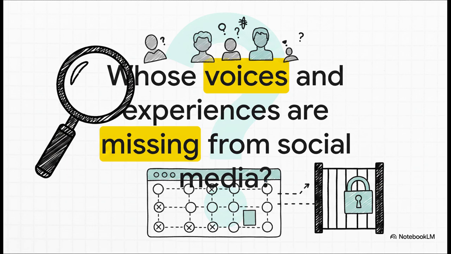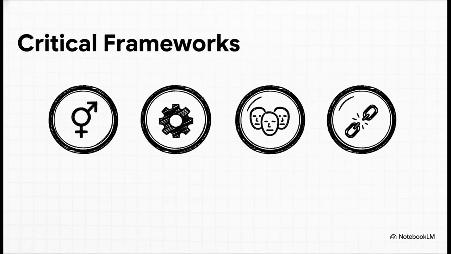So, a critical researcher asks a question that's specifically designed to expose those power dynamics. It's not just about what's visible, it's about what's missing. The focus is on questioning the very structure of our systems to find the exclusions and the silences that help maintain the status quo. This approach gives us some really powerful analytical tools.